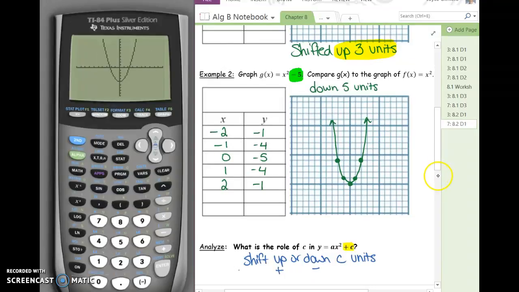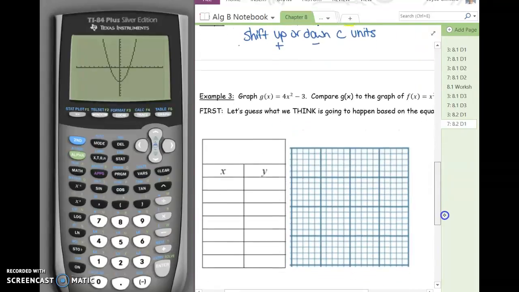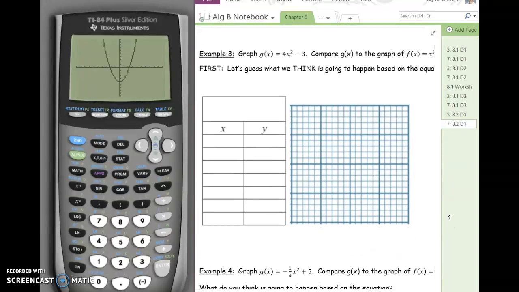So if we go to the next page, and some of you have worked ahead, so you already know what it's going to look like. So if you already know, just chill out and let us think about it. But it says first, let's guess what we think is going to happen based on the equation. So the first thing I notice in the equation is there is a 4 in front of the x squared. What do we think that 4 is going to do to this graph?